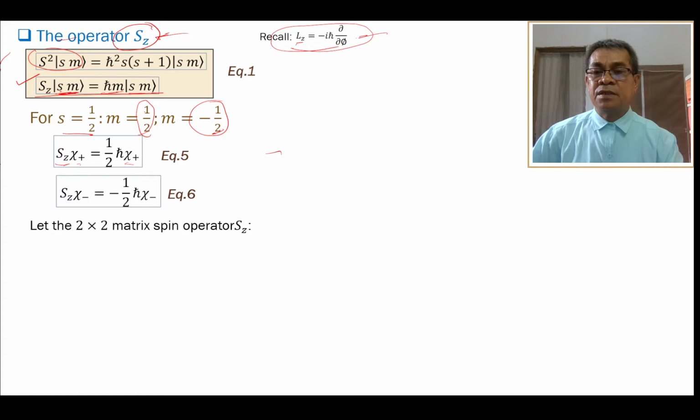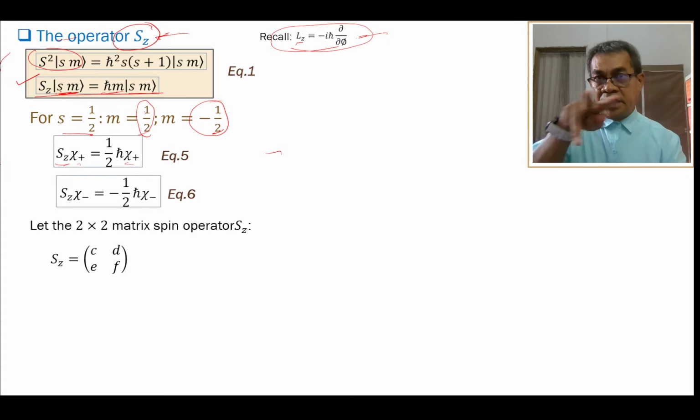the Z component. It is a 2 by 2 matrix. Why? Because we have only two values of s. If it is three values, then it is a 3 by 3 matrix, and so on and so forth. So let S_z be equal to a 2 by 2 matrix, which has components C, D, E, F.